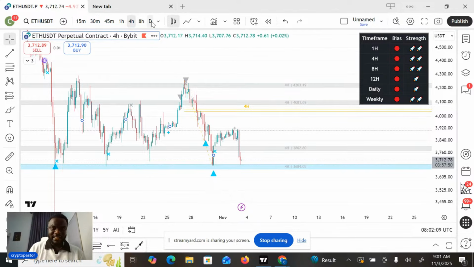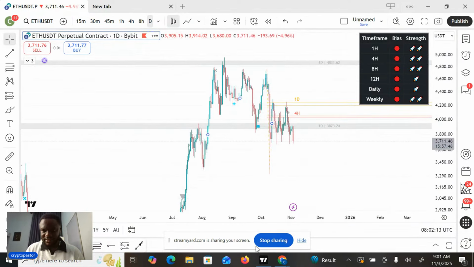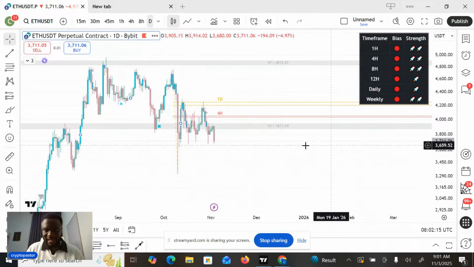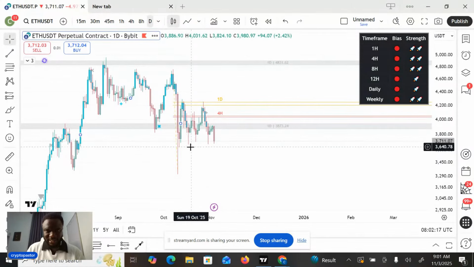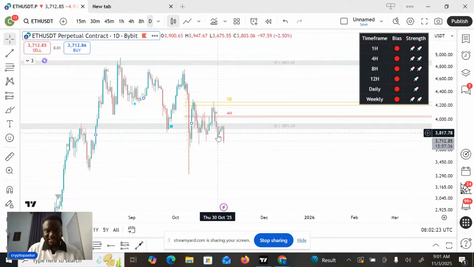But if you look at the daily time frame, the daily time frame on Ethereum has been bearish lately. Look at it. But at the end of the day, we still found some bullish movement inside the daily time frame.